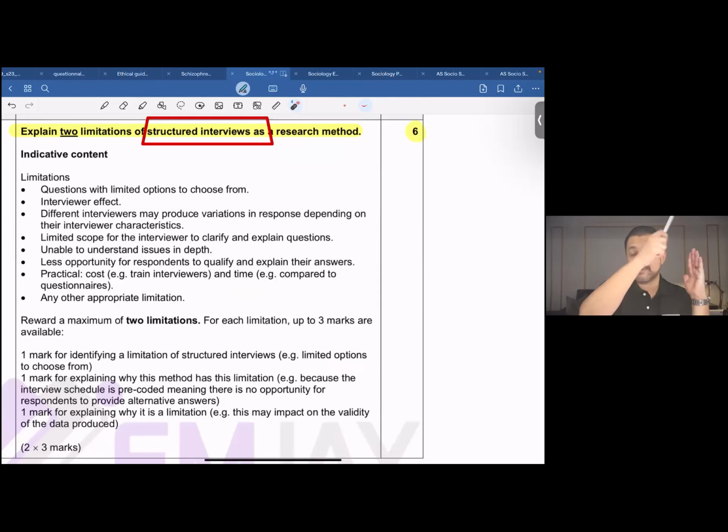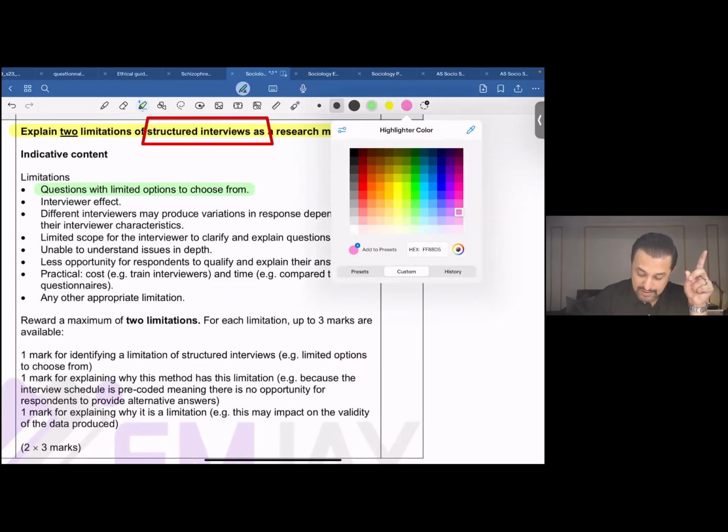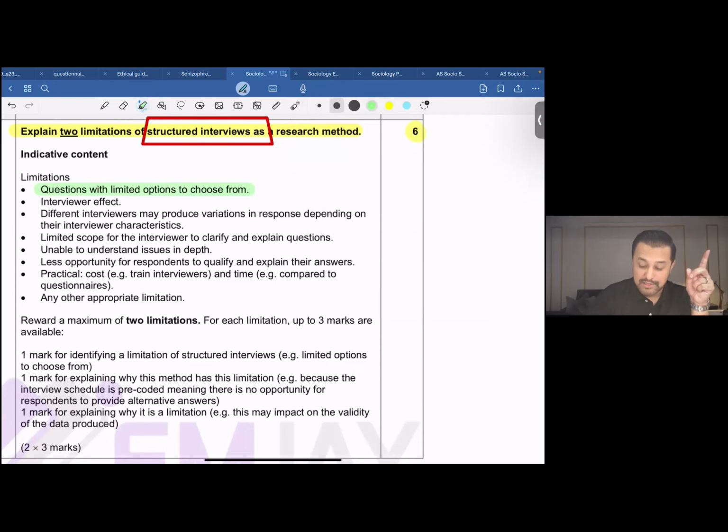Questionnaires, why? Because you have a list of questions written down in front of you. Verbal, because you're asking questions and expecting the respondent to speak. Now, two limitations of a structured interview as a research method. To begin with, number one, questions with limited options to choose from. If you are using questions that give the participant a very limited number of options to choose from, that would be seen as a disadvantage, right?